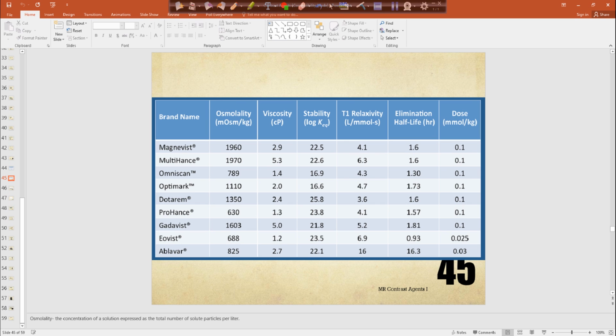Your kinetic stability is over here, the elimination half-life. So how quickly are we eliminating half of the gadolinium from the body? So thermodynamic stability, kinetic stability. Those are the two major stability properties talking about the dissociation of the ligand.